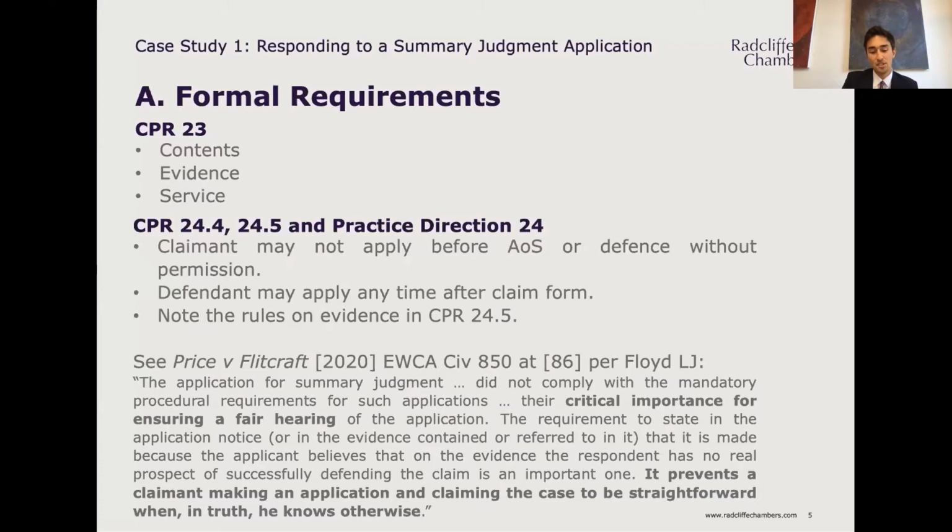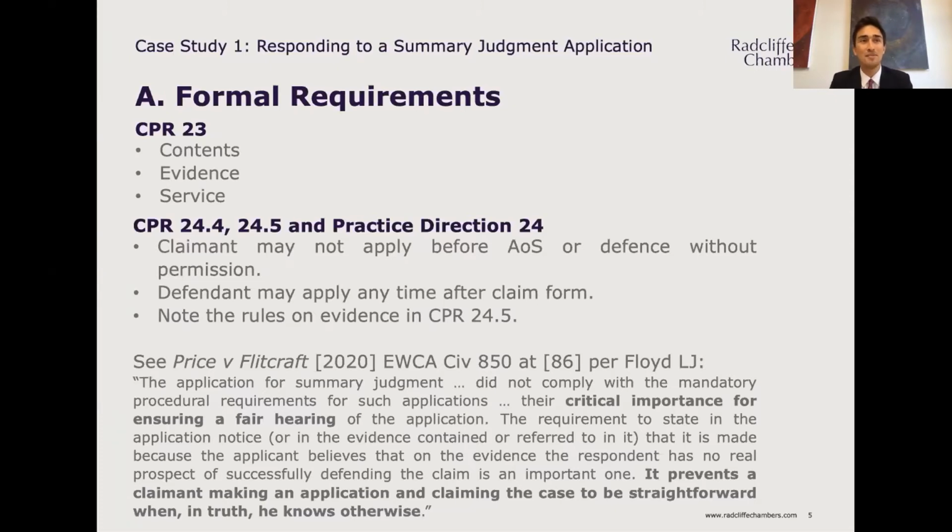There are also provisions about notice for the hearing. The respondent must be given at least 14 days' notice to enable it to get its evidence in order. And the rules on that evidence are found in Rule 24.5. The key one from a respondent's perspective is that he, she, or it has until 7 days before the hearing to file any evidence. Now, hopefully compliance with those procedural requirements is stating the obvious, but it is surprising how often they go overlooked.